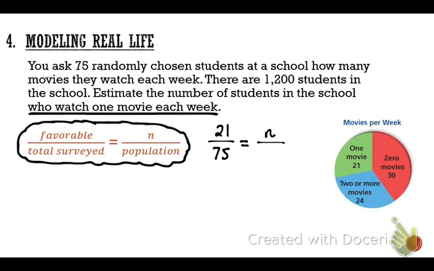1,200 divided by 1,200. Jocelyn, what do I need to do now to discover what N might be? Cross multiply. We're going to cross multiply. So on the left side, we're going to put 75 times N equals, Reagan, what will I put on the right side? You multiply 1,200 by 21. Very good.